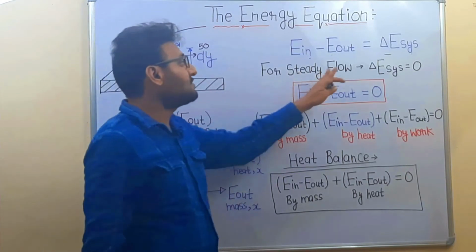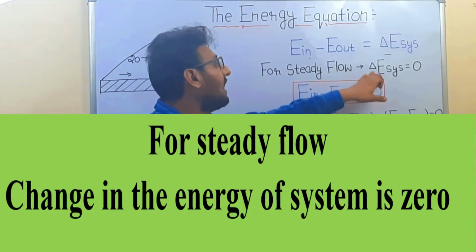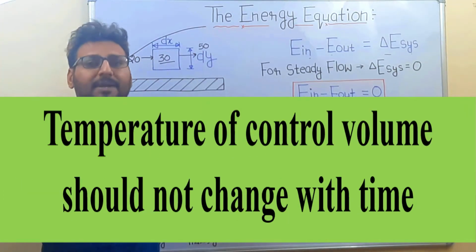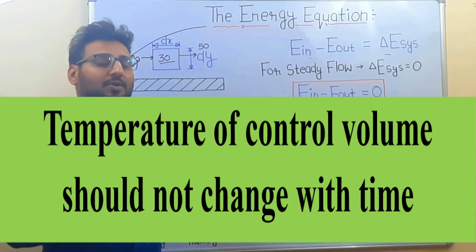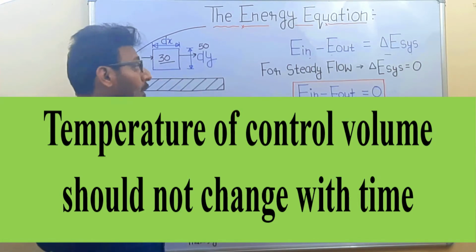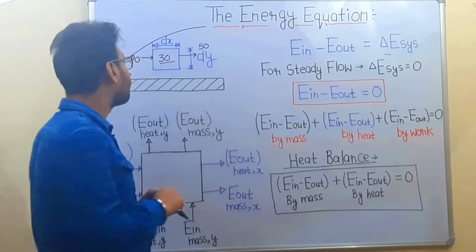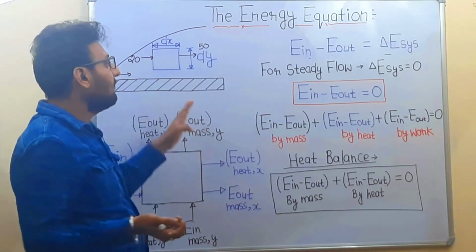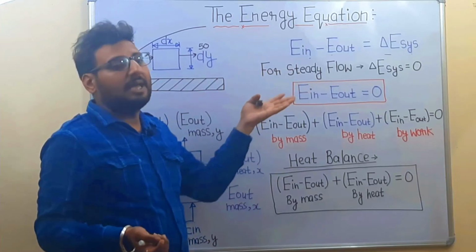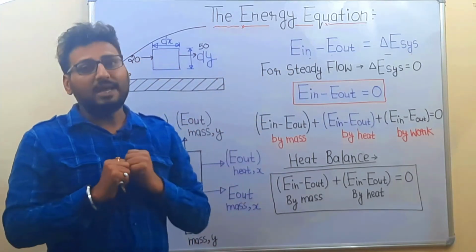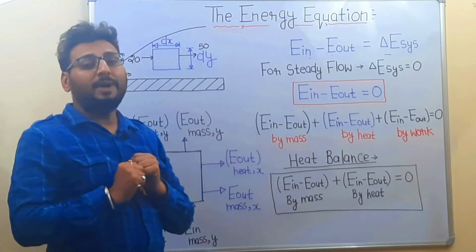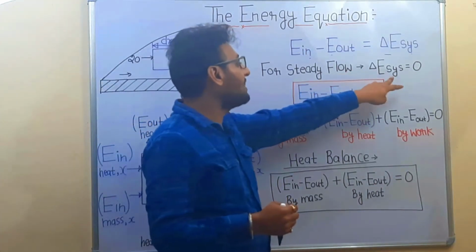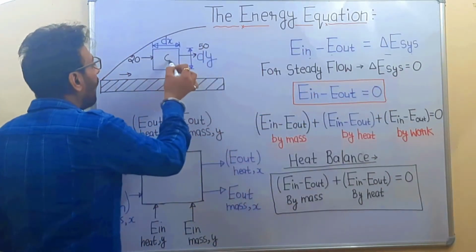As we already know, for steady flow, the change in the energy of the system is zero. For steady flow, parameters like temperature and velocity should not change with time. Then what is required for this condition? If this control volume stores any amount of heat, or if the energy of this system is changed, then the temperature of the control volume will increase. To maintain the steady flow or to maintain the constant temperature, what is required? It means the change of energy of the system should be zero.